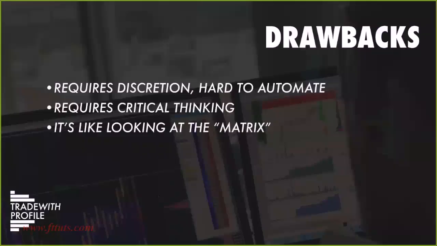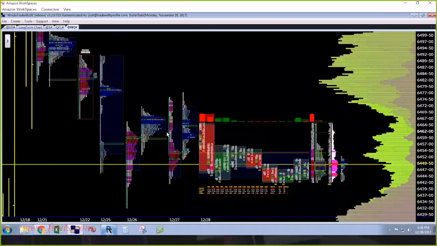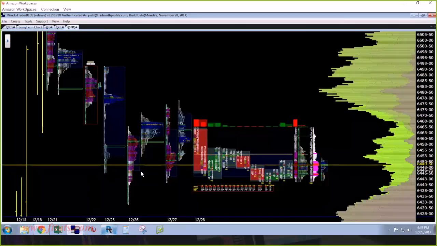At first, when you're spending time with it, it looks like you're looking at the matrix. I'm looking at this, and this is telling me all kinds of stuff. And I'm sure if you've not spent any time with Profile, you're looking at that and going, I have no idea what I'm looking at. So it very much looks like a foreign visual language at first. But once you get comfortable with the structures and know what you're identifying, it's extremely powerful.